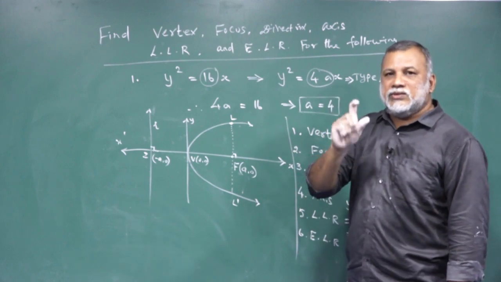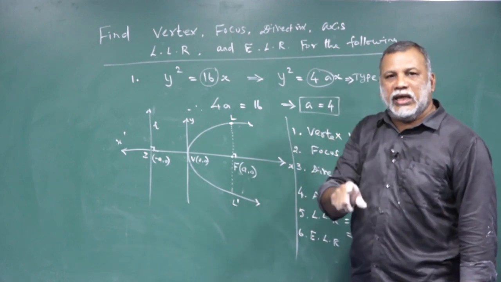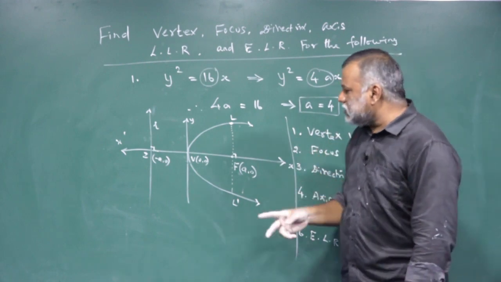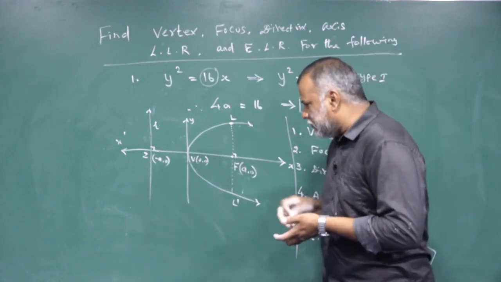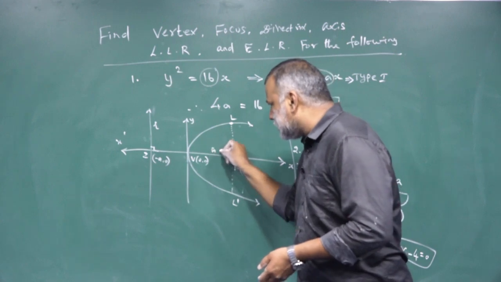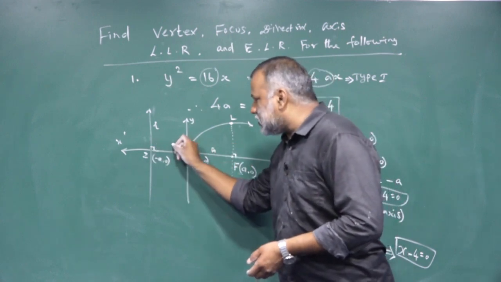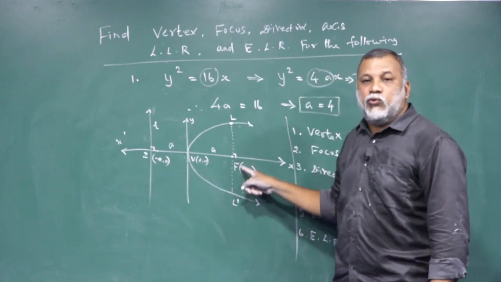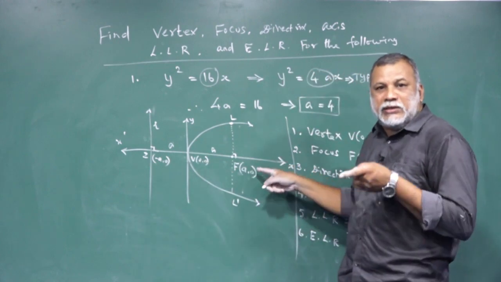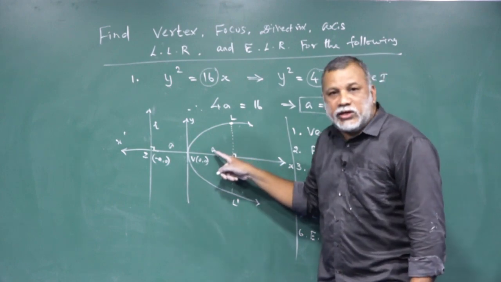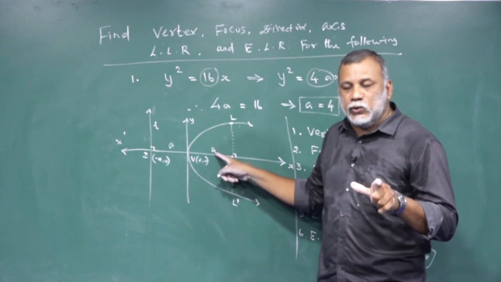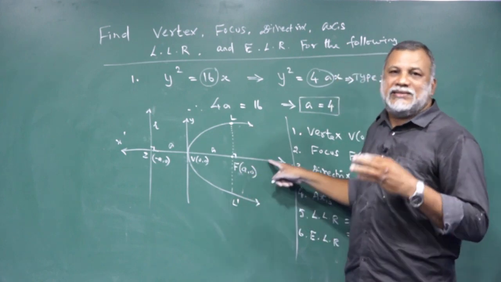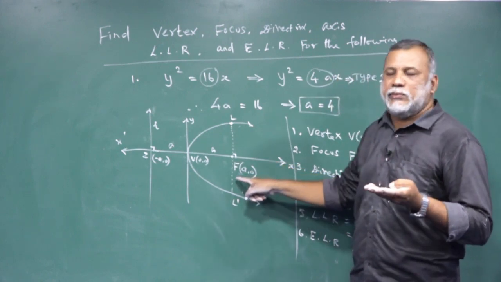Listen to this word: a must be positive only. So don't take a as negative. a is always positive because a is the distance from the vertex to the focus. This is the distance. Here also the vertex to the focus is a. So here is the focus. Focus lies in the positive direction. It must be a point. a is not a point. a is a quantity, a value, but it is a distance. Here F is a point. The point lies on the x-axis. So it must be (a, 0).